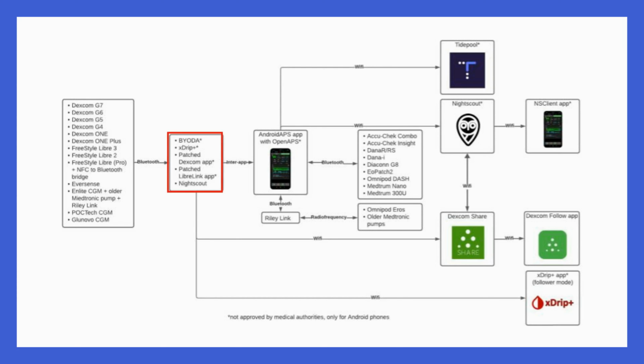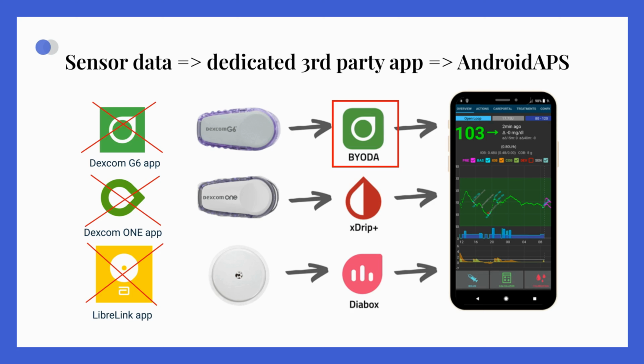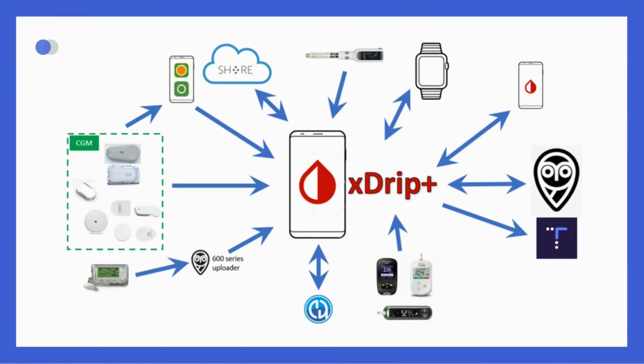There are several dedicated open-source sensor apps available for different sensor types. BYODA, or Build Your Own Dexcom App, is commonly used for Dexcom G6 sensors. This app closely resembles the native Dexcom G6 app, but has the added functionality to forward the data to other open-source apps. XDrip Plus is a powerful app that can be used for different sensors. It can also connect to other platforms such as Nightscout, Tidepool, smartwatches, and other mobile devices. Diabox is a variant of XDrip specifically designed for use with Libre 2 sensors.